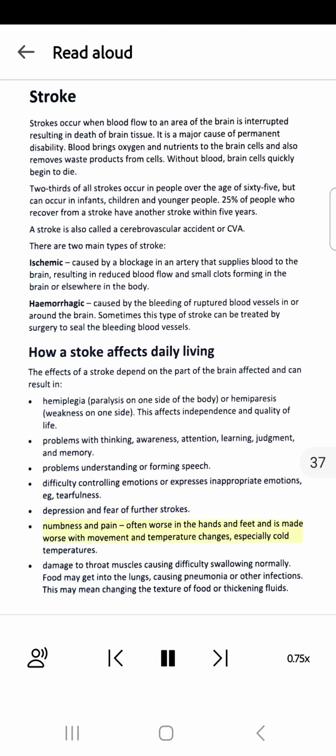Numbness and pain, often worse in the hands and feet and made worse with movement and temperature changes, especially cold temperatures. Damage to throat muscles causing difficulty swallowing normally. Food may get into the lungs, causing pneumonia or other infections. This may mean changing the texture of food or thickening fluids.